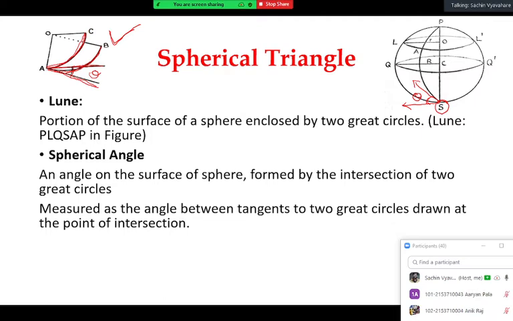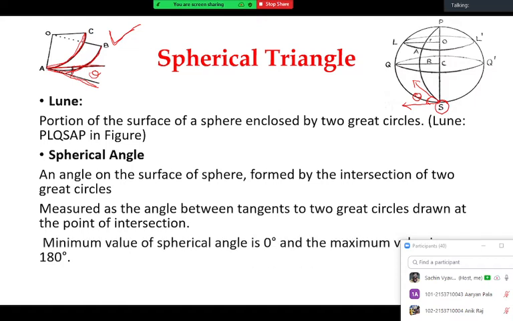Yes, very good answer, the correct one. So the minimum angle is obviously 0 degrees, and the maximum angle can be 180 degrees. 0 is obviously when the great circles overlap each other. Suppose we find the angle at the point Q, then that can be a maximum of 180 degrees. We'll come to that with angles again. So yes, 0 and 180 degrees, that's the answer.